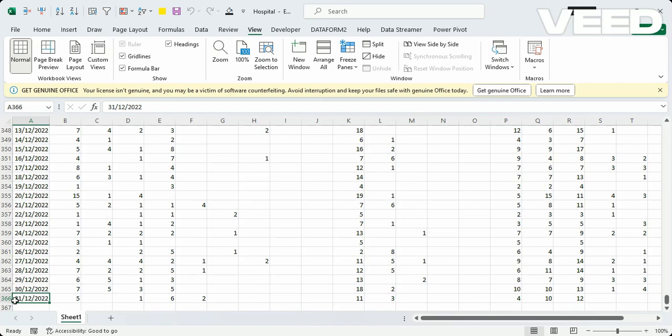Because assuming we check now and we see 367 days or 350 days, then we can know that something is wrong somewhere. That the data was not collected completely, or there were some days when the hospital did not open for that particular year. So that is where we want to start from.